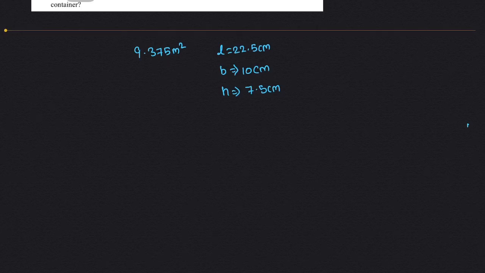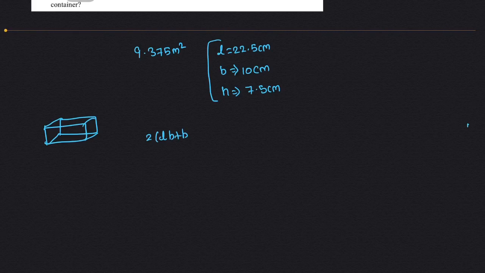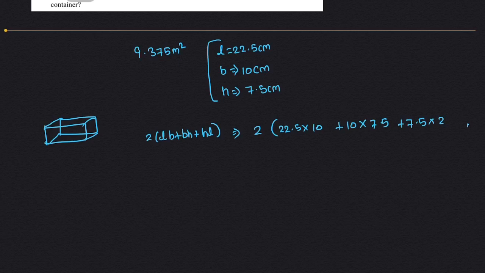Before that we need to find this area. So a brick is like a rectangle, a cuboid. So the total area is 2 times (LB plus BH plus HL). Then we substitute the values. So 22.5 is multiplied by 10, then 10 is multiplied by 7.5, then 7.5 is multiplied by 22.5.